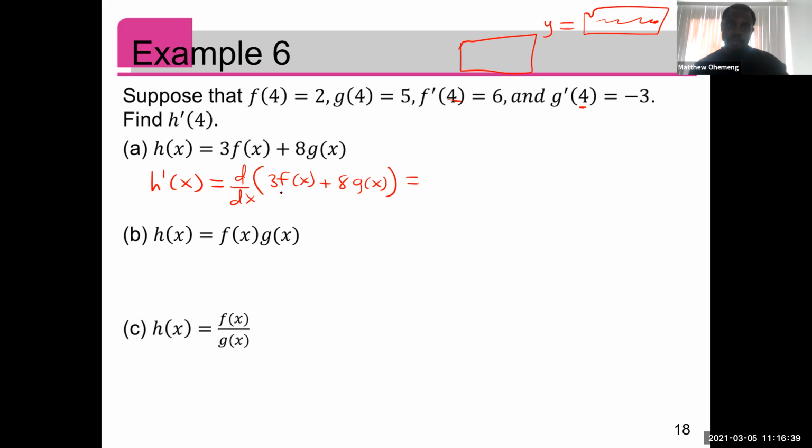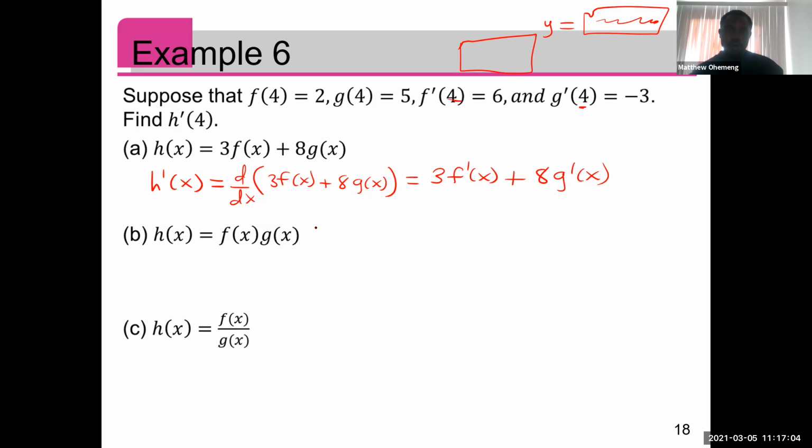Now looking at the first term, it is 3 multiplied by f of x. So 3 is a constant, and then f of x depends on x. That means I can use the constant multiple rule, ignore the 3, and do the derivative of f of x, which is just f prime of x. The same with the second piece: the constant multiple rule, and the derivative of g of x, which is g prime of x. I hope you're okay on this.